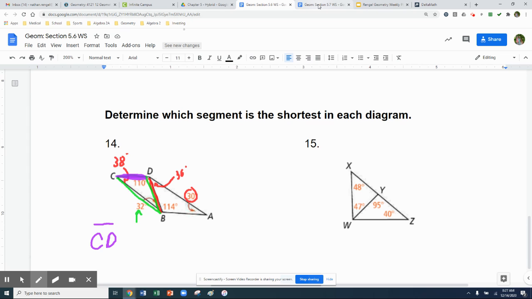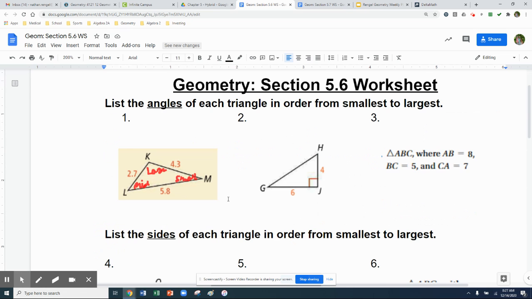All right, then we'll start to introduce section 5.7. Leighton asked about number 3 on section 5.6. Let's take a look at that.